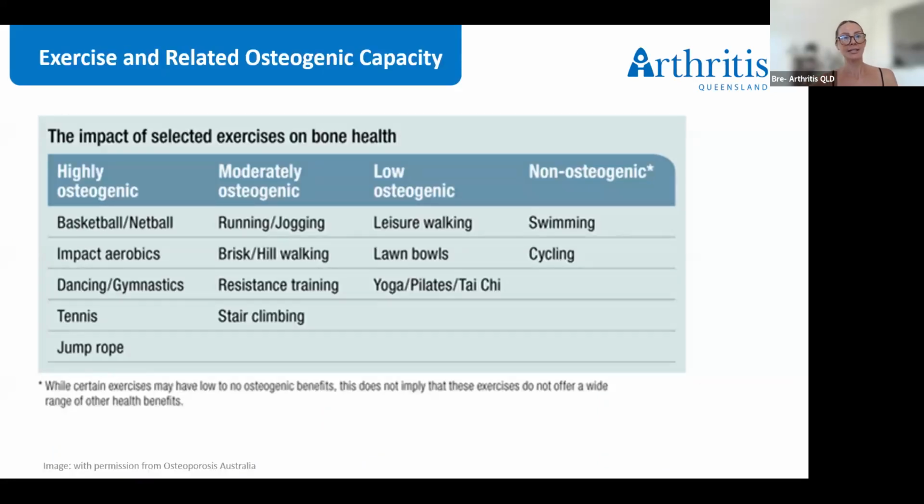So, exercise and osteogenic capacity. The ability of a form of exercise to cause bones to strengthen is called osteogenic capacity. Low osteogenic exercises, as you see here, are walking, lawn bowls, yoga, Pilates, and Tai Chi. Then you have the moderately osteogenic exercises, and these include running or jogging, brisk walking, hill walking, resistance training, and also stair climbing.